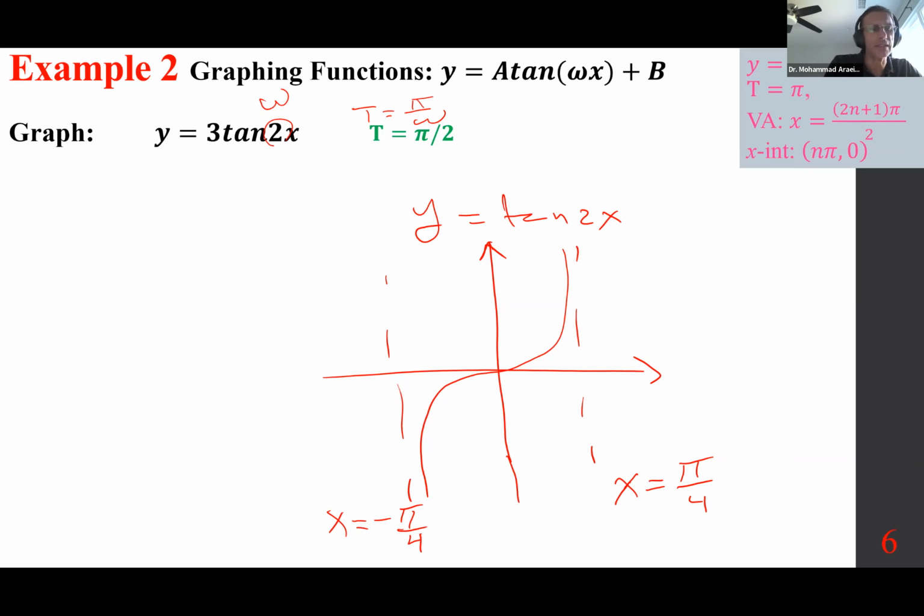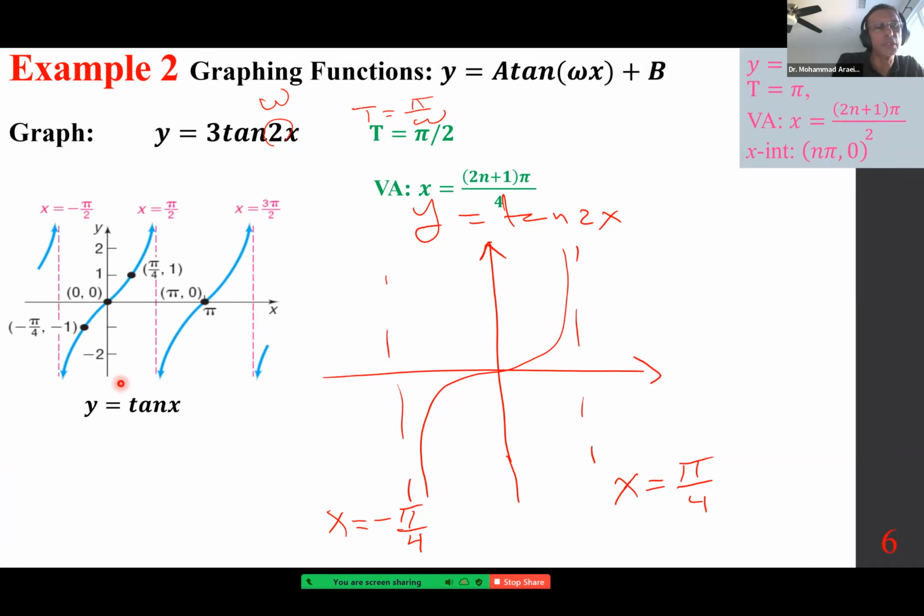As far as the VA is concerned, by the way, if you look at this one, this pi, which is the period, must be changed to pi over 2. So again, replace this pi with pi over 2. Therefore, you get pi over 4. That's how we arrive at this VA. And now, again, I want you to compare this one. This is a regular tangent. One complete cycle goes from negative pi over 2 to pi over 2. Now we're going to go from negative pi over 4 to pi over 4. And that's extremely important to understand.